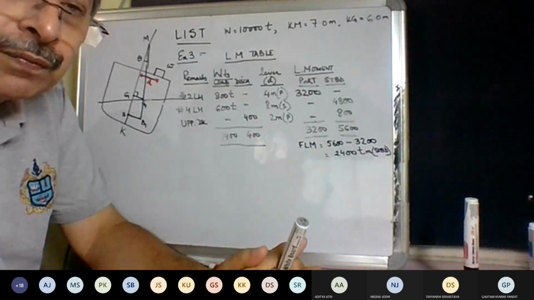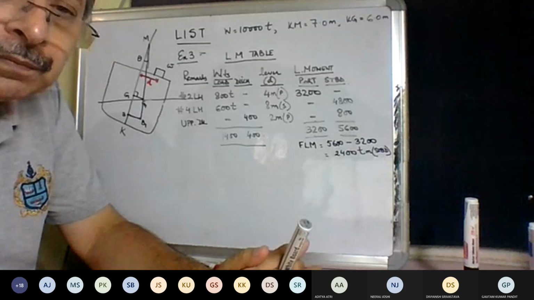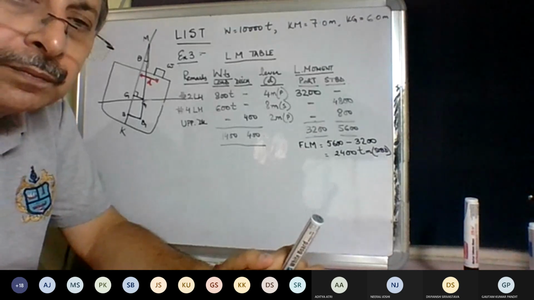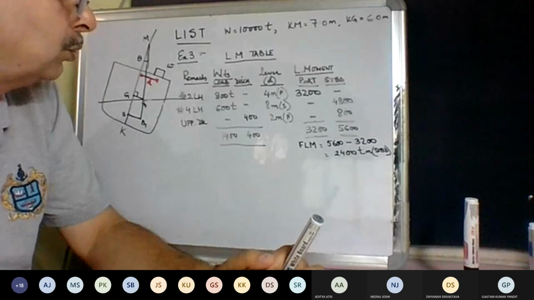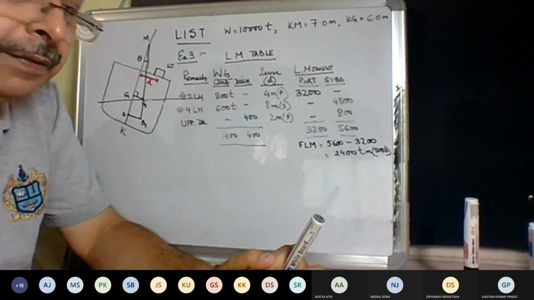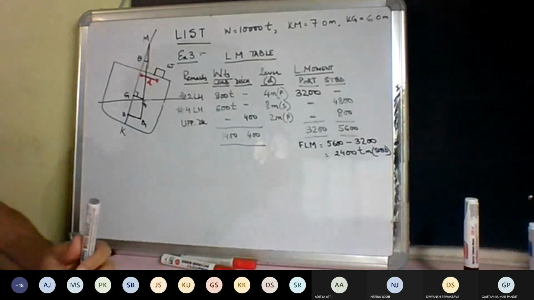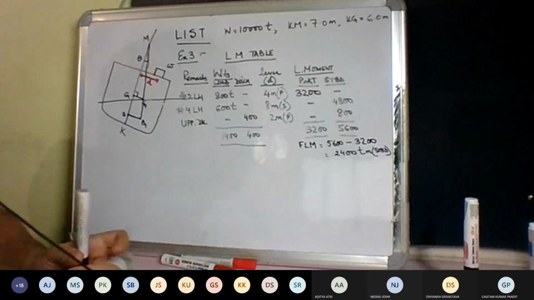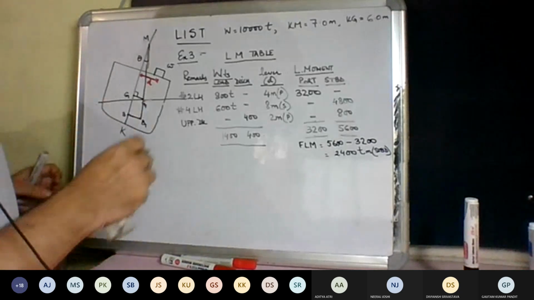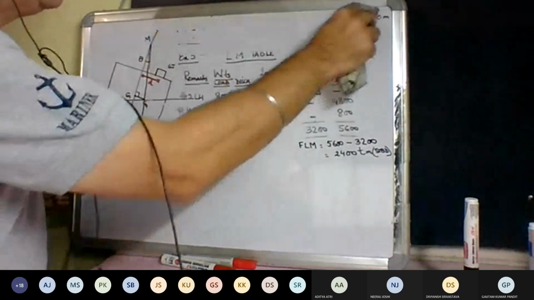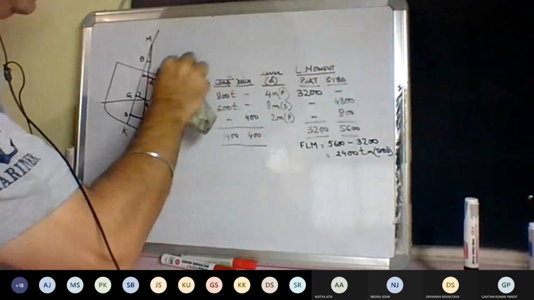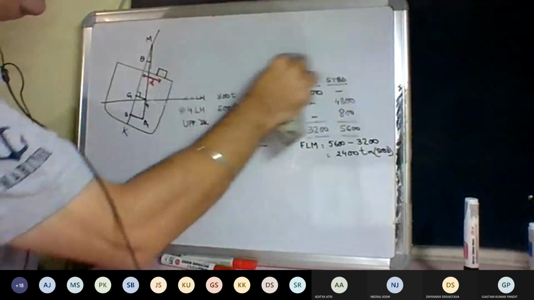Did you understand? Anybody, any doubts? Clear? Can I move ahead? Yes sir. Okay. Next, we make a vertical moments table. Now it is the turn of vertical moments.